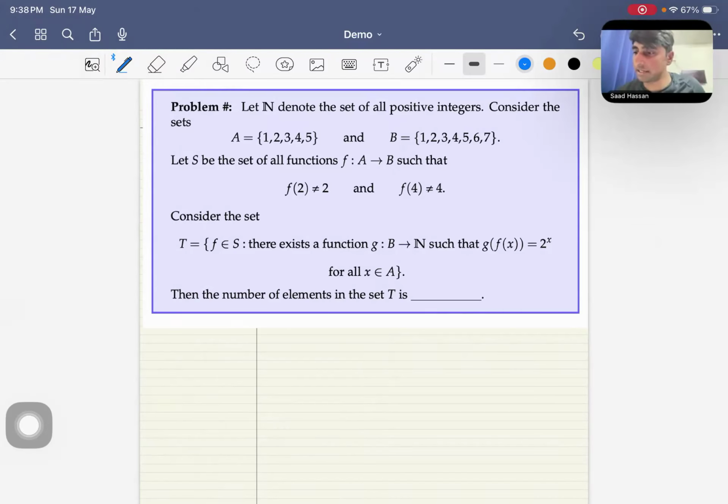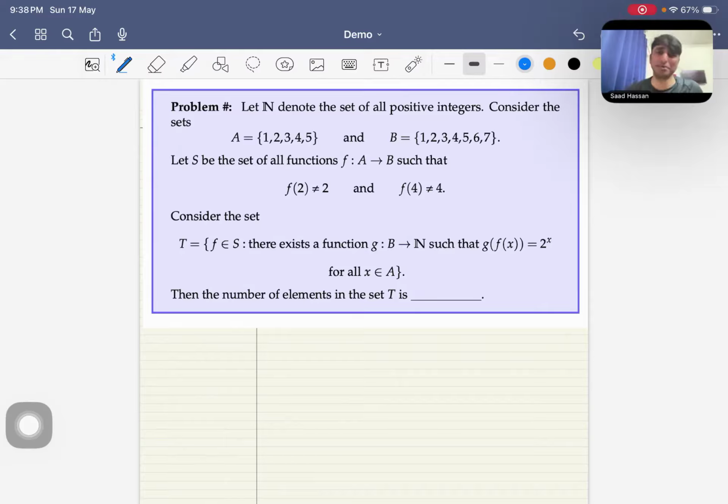And let S be the set of all functions from A to B such that f of 2 is not 2 and f of 4 is not 4. And then they say that T is the set of all f belonging to S such that there exists a function g from B to N such that g of f of x is 2 to the power x for all x belonging to A. Then the number of elements in T is.